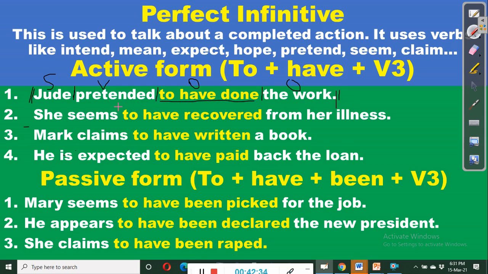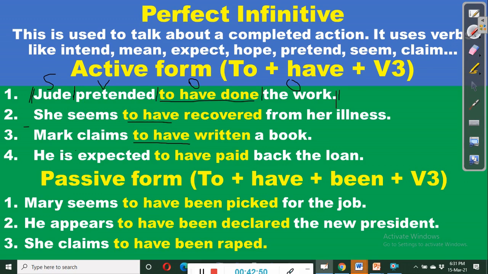Pretended to have done the work. To have done the work. Now, the second one, she seems to have recovered. She seems to have recovered. All right. She seems to have recovered.